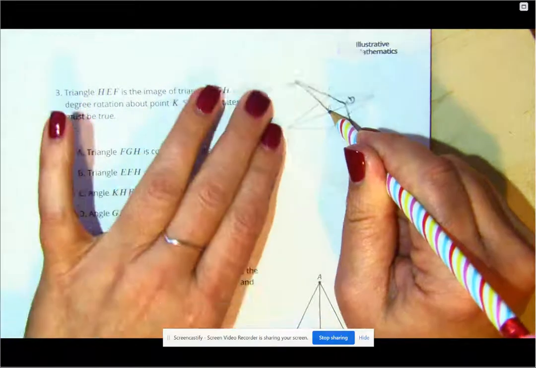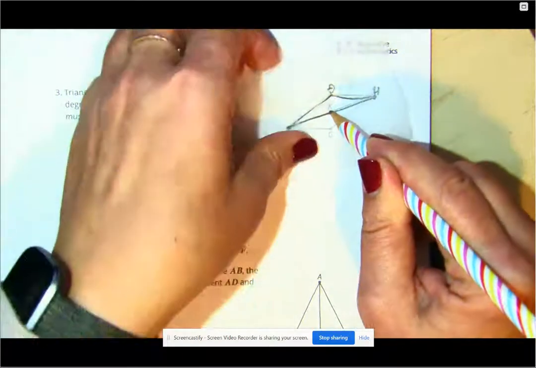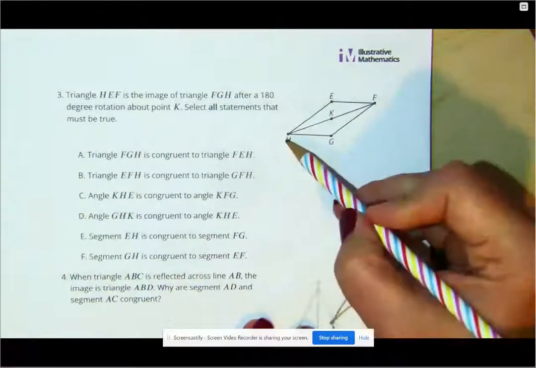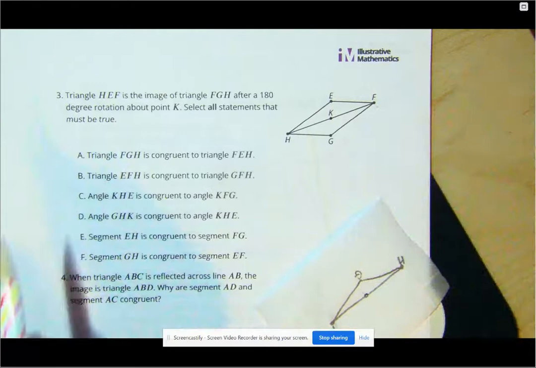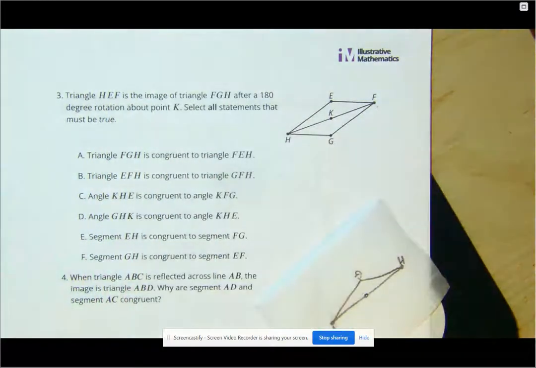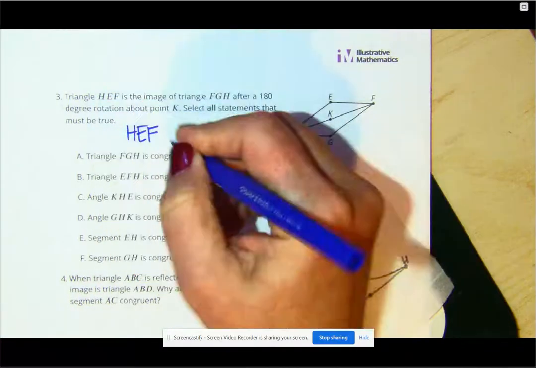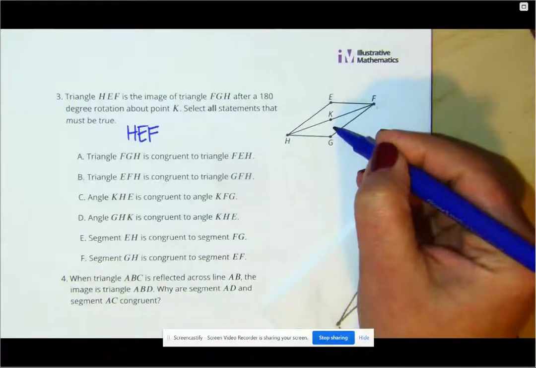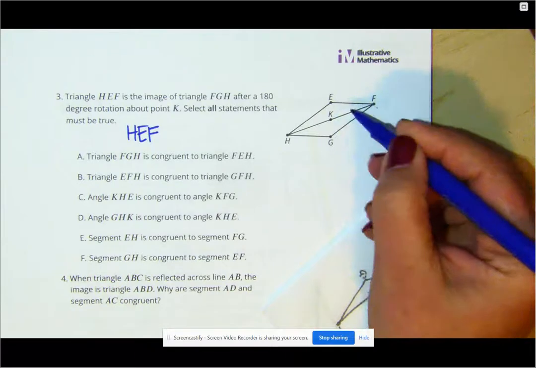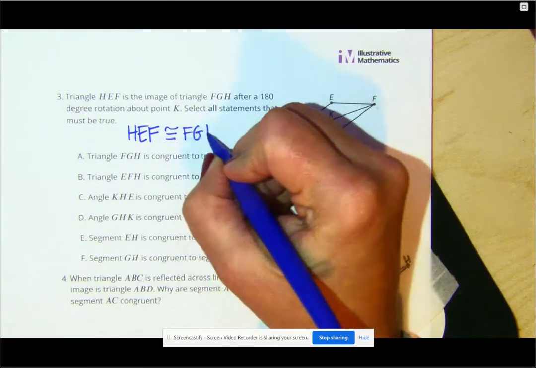F becomes H. G becomes that top one, which is E. And H becomes F. And you can tell by the way they're written. Look, HEF, FGH. Those letters tell you everything. And because that maps, right? That's a 180-degree rotation. They're congruent because that was mapped onto that by a rotation. That's the definition of congruence.